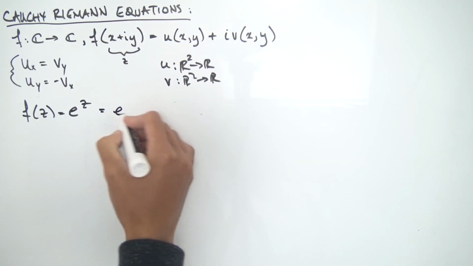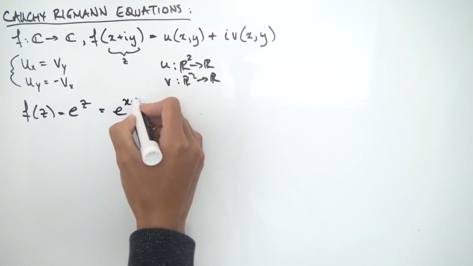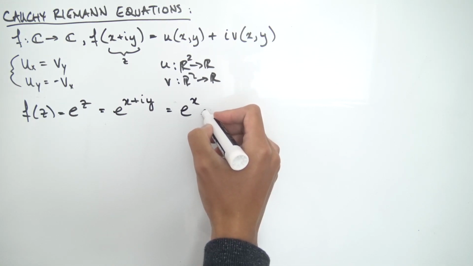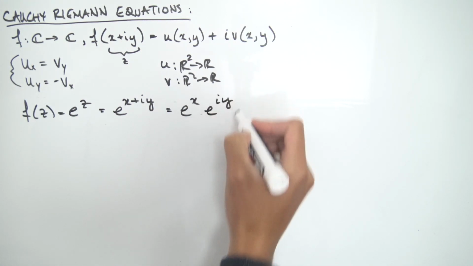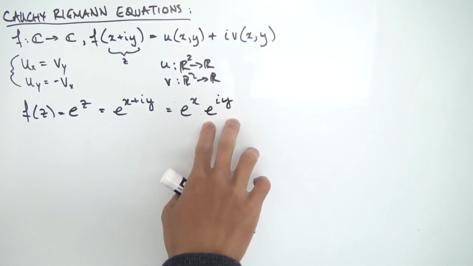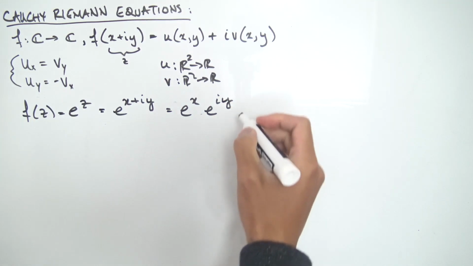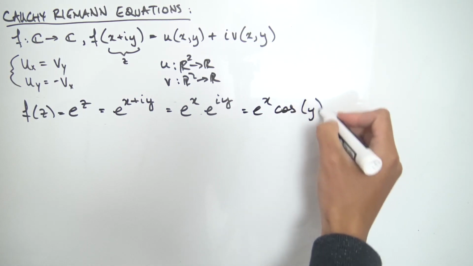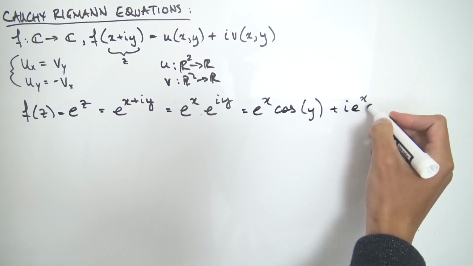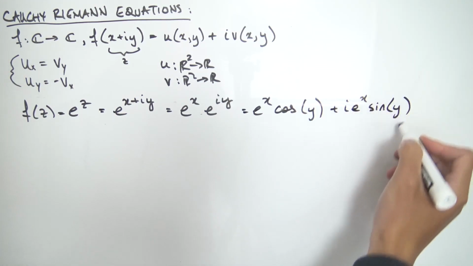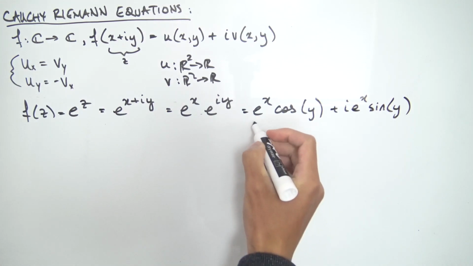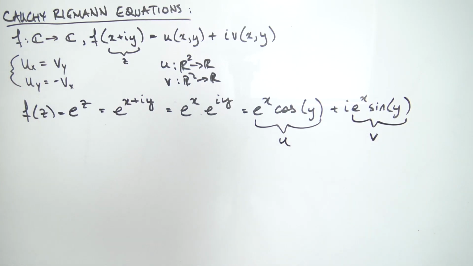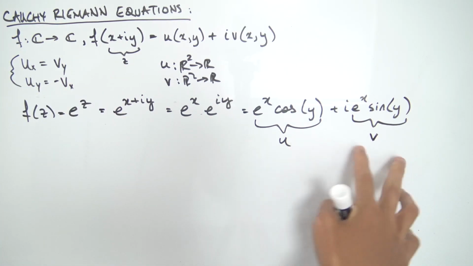Notice that e to the z is exactly e to the x plus iy, and this is equal to e to the x, and then we have e to the i times y. But over here, e to the i times y, we can use Euler's formula for that. That's going to give us e to the x times the cosine of y plus i times e to the x times the sine of y. So over here, we have our function u, and over here we have our function v. And we've figured out f in terms of its real and imaginary parts.